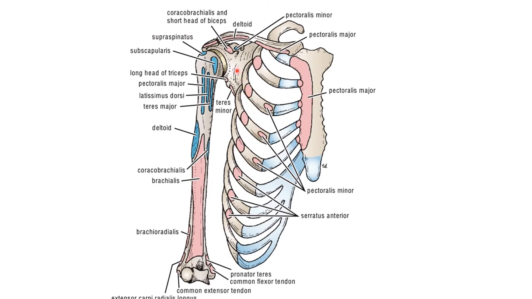The muscle fibers then converge and form a tendon which inserts over the coracoid process present over the scapula, exactly over the medial border and superior surface of this process, which is the coracoid process.